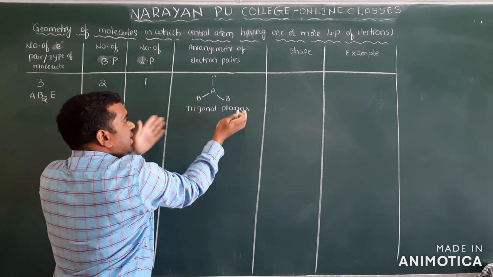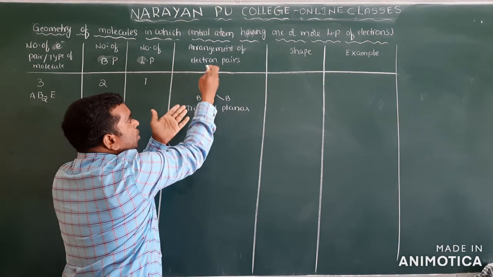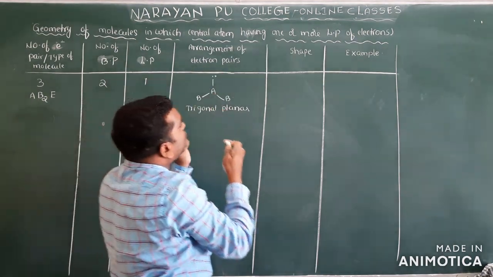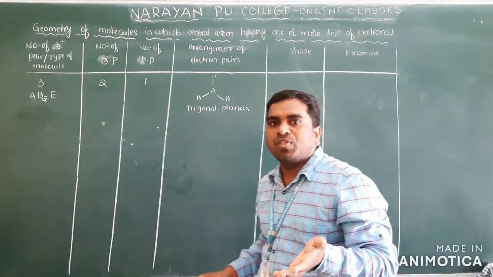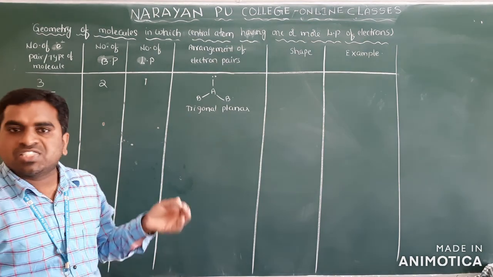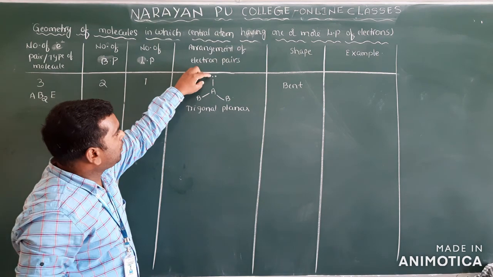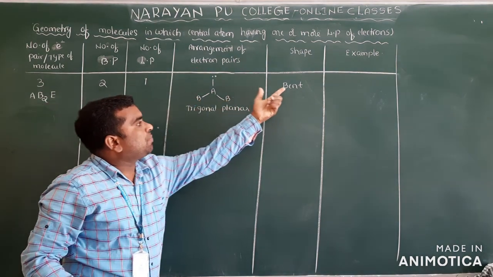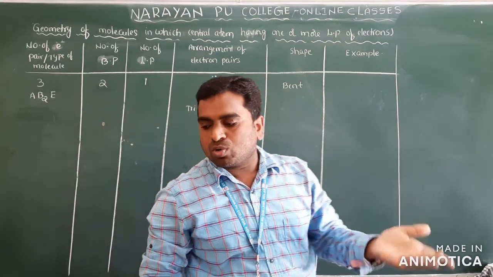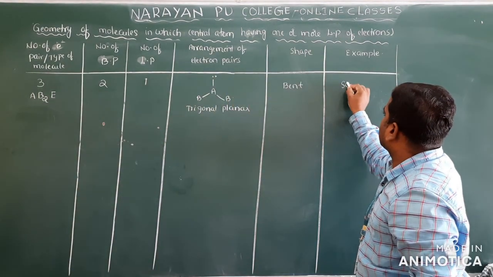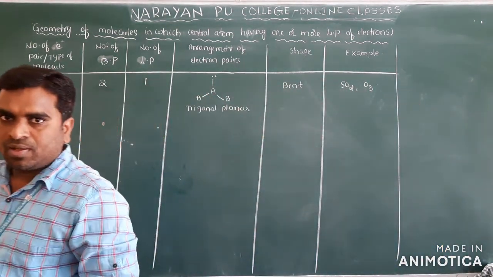But what is the shape of the molecule? If B is there here, you will get the trigonal planar shape also. But here there is no B; there is a lone pair. Due to that lone pair, the shape of this molecule changes. The shape of the molecule is bent shape. If one lone pair is there, the trigonal planar geometry converts to a bent shape. The best examples are SO2 and O3. All these are examples. Clear?